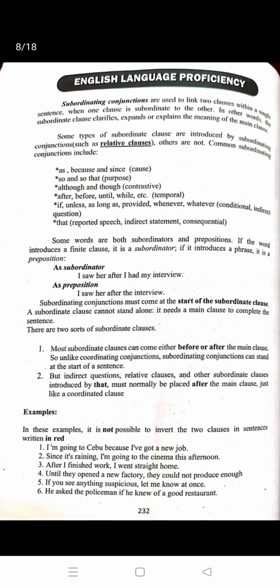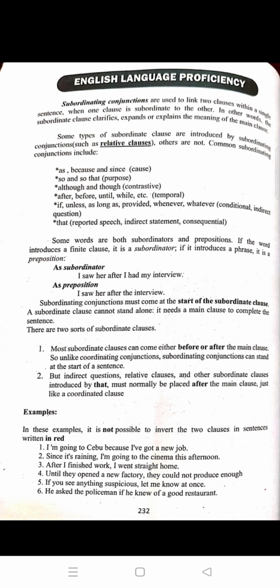Next, we have subordinating conjunctions. When we are talking of subordinating conjunctions, we are actually linking 2 clauses within a single sentence. Some types of subordinate clauses are introduced by subordinating conjunctions and others are not. The common subordinating conjunctions are as, because, and since, so and so that, although and though, after, before, until, while, if, unless, as long as, provided, whenever, whatever, that, and so on.